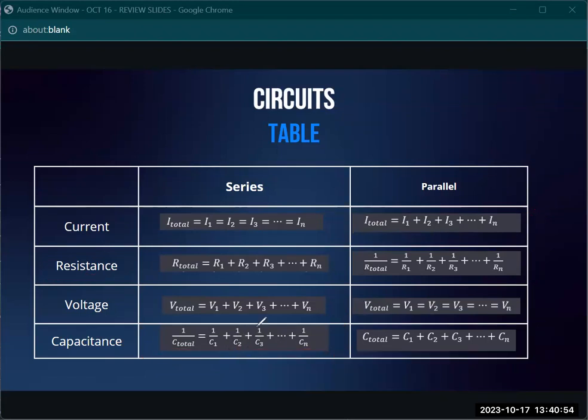Tapos, sa capacitance, sinabi na to yesterday, Q over V lang siya. Yun yung relation niya sa voltage. Tapos pag gusto niyo siyang kunin with respect to either current or resistance, ano lang, Q over, sorry. Yan.